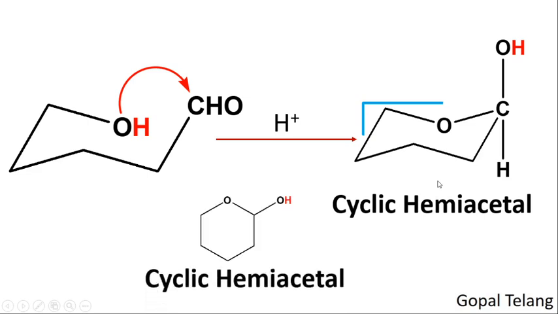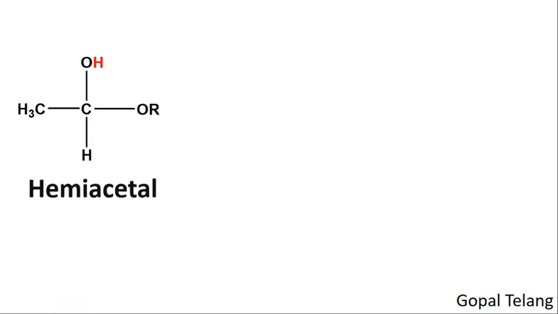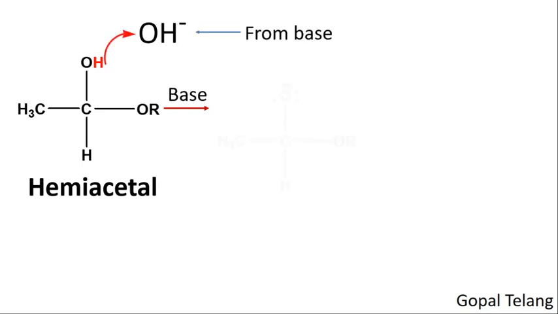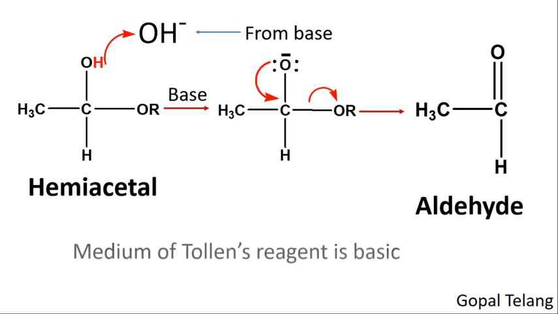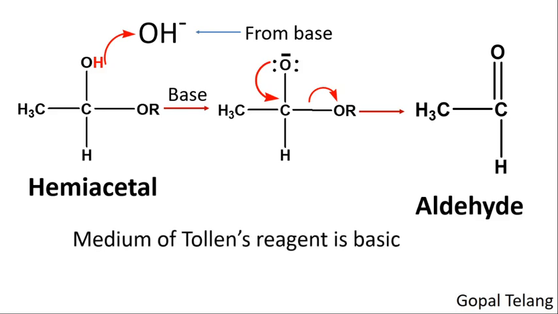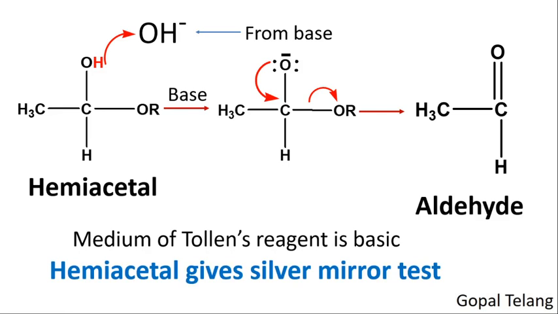This can also be represented like this. Now hemiacetals, when treated with base, the OH from the base will abstract this hydrogen and give this species, the electrons will migrate, the alkoxy group will leave, and therefore we will have aldehydes. Now remember, hemiacetal in basic medium is converted into aldehydes, and as we know the medium of the Tollens reagent is basic, and therefore these hemiacetals also give the silver mirror test.